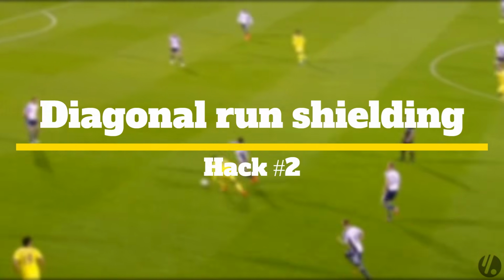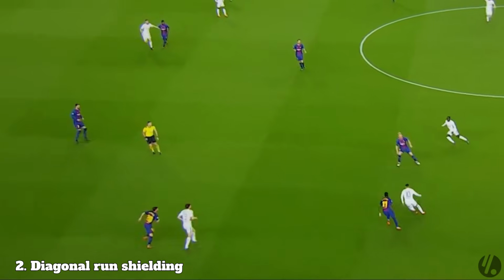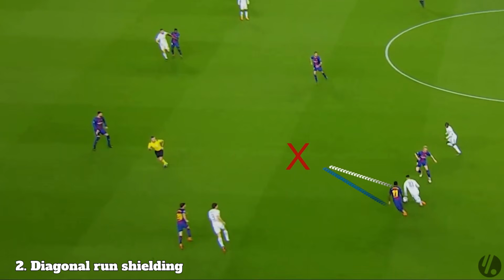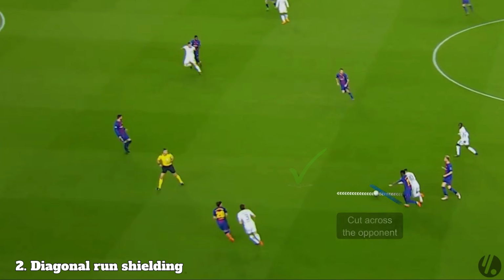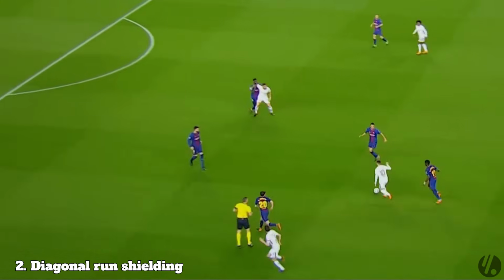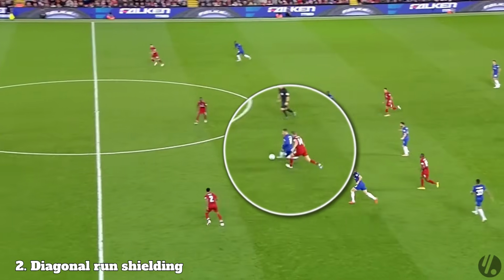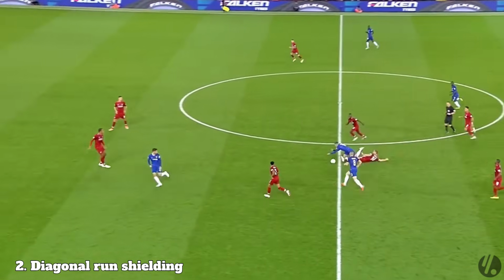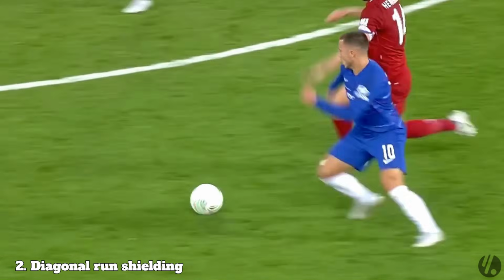Second, let's break down the diagonal run shielding. In this move, instead of racing a faster opponent head-on, Hazard is cutting across the opponent's running path, winning the challenge without needing direct physical contact. This smart move forces the opponent to either slow down and back off, or to draw a foul if they can't stop in time.